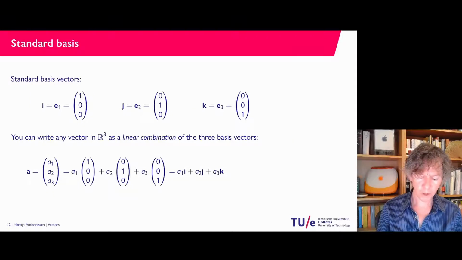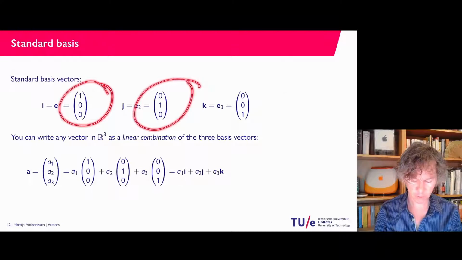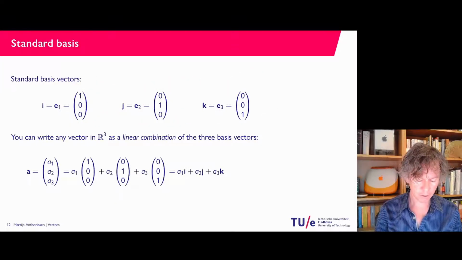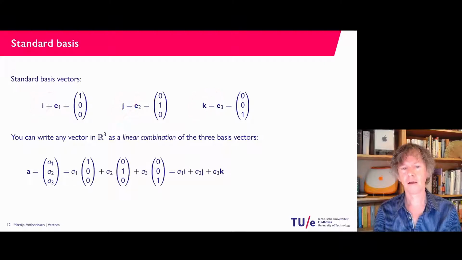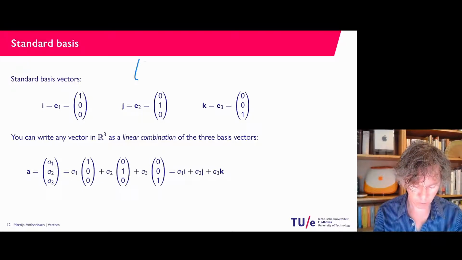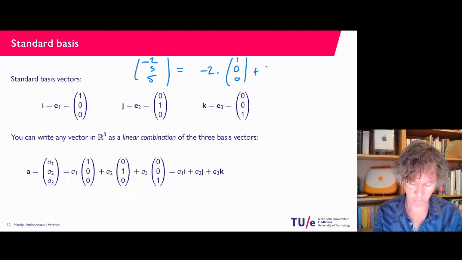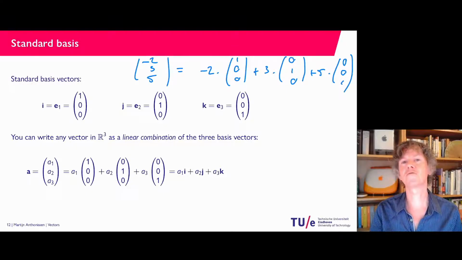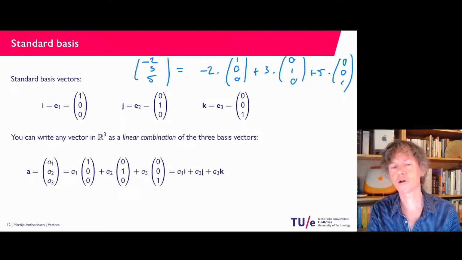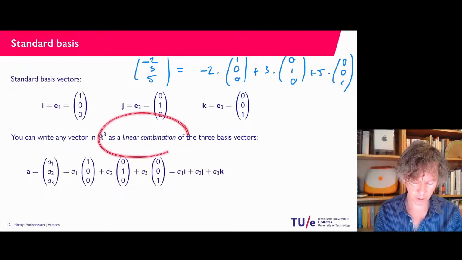In 3D, we also have these kind of standard vectors that we often use, and they are either indicated with E1, E2, and E3, or with I, J, and K. And they are called the standard basis, and the reason is that you can write any vector in terms of them. So if you pick a vector, say the vector minus 2, 3, and 5, then you can write that as minus 2 times the vector 1, 0, 0, plus 3 times the vector 0, 1, 0, plus 5 times 0, 0, 1. So if you pick these 3 vectors, you can write any vector in space as a combination of them. And such a combination is called a linear combination.